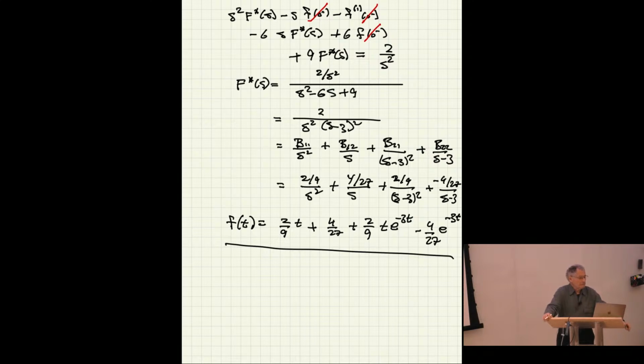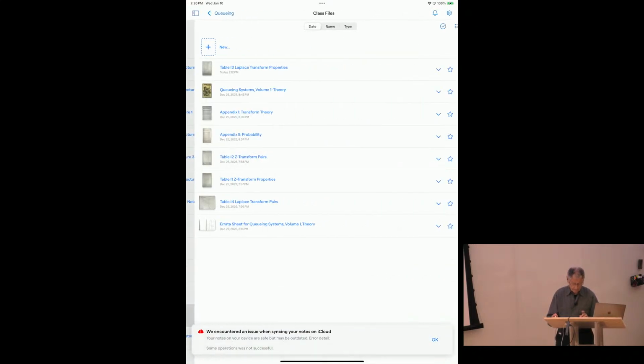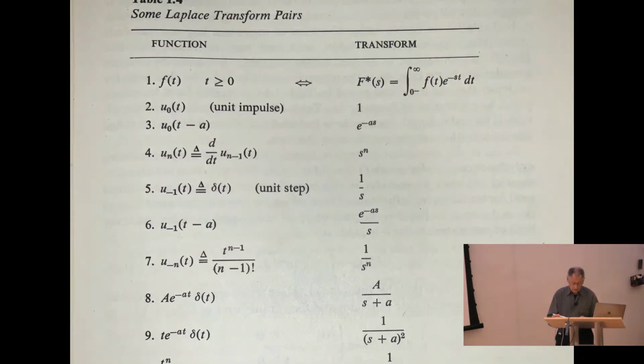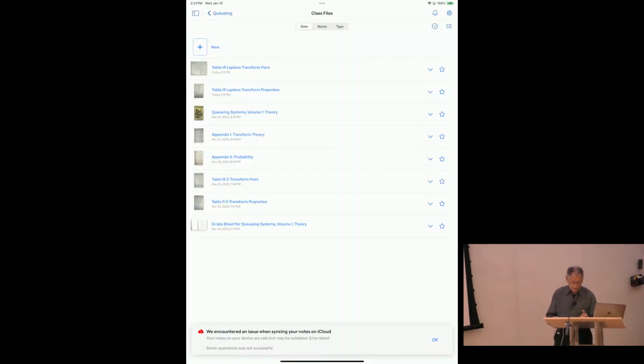Okay. What's your question? Shouldn't that be plus 3t on the exponent if it's s minus 3 in the denominator? Should be e to the 3t, right? Not e to the minus 3. Let's check the table. Let's see if you're correct. You're right. Plus a goes to minus, minus a goes to plus. Thank you. Correct you are. So let's fix that.